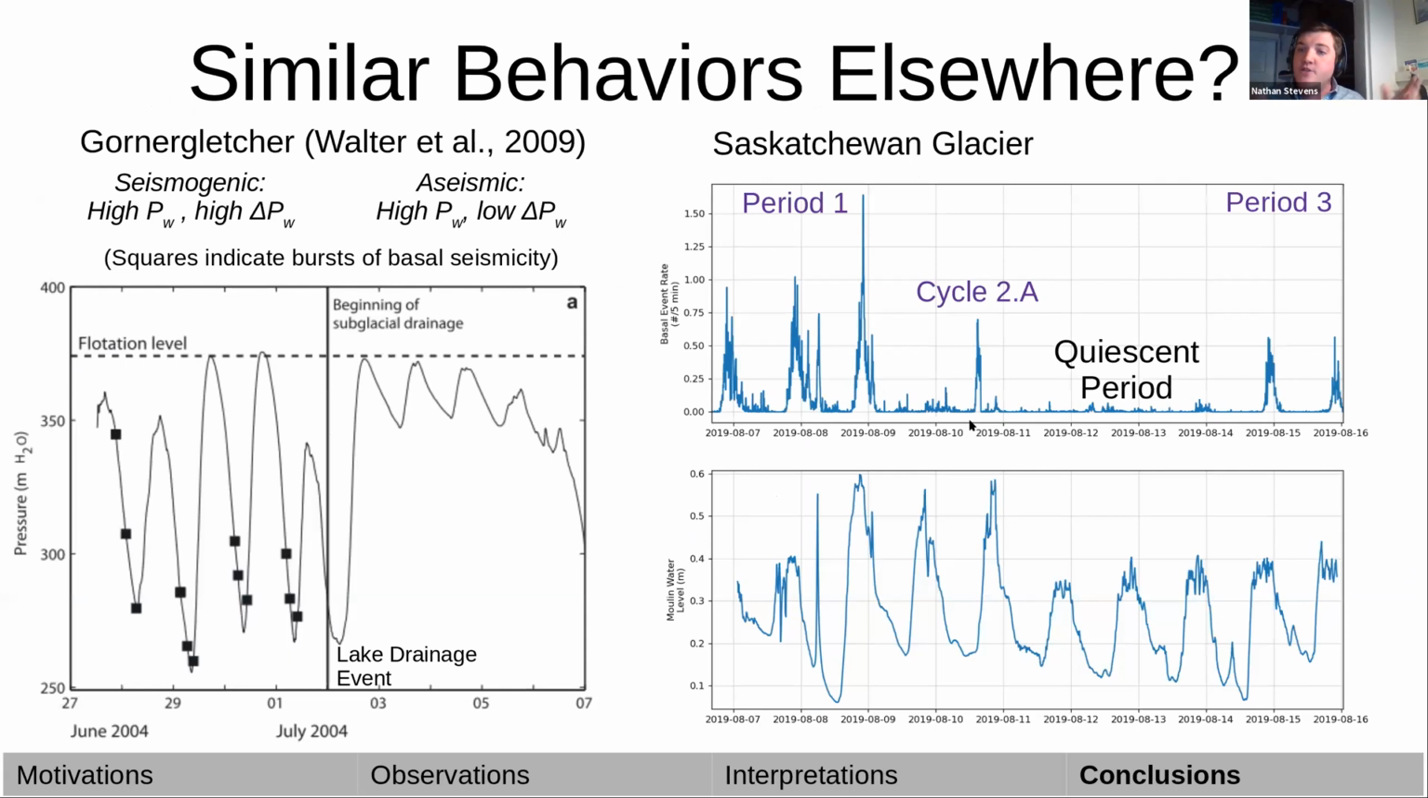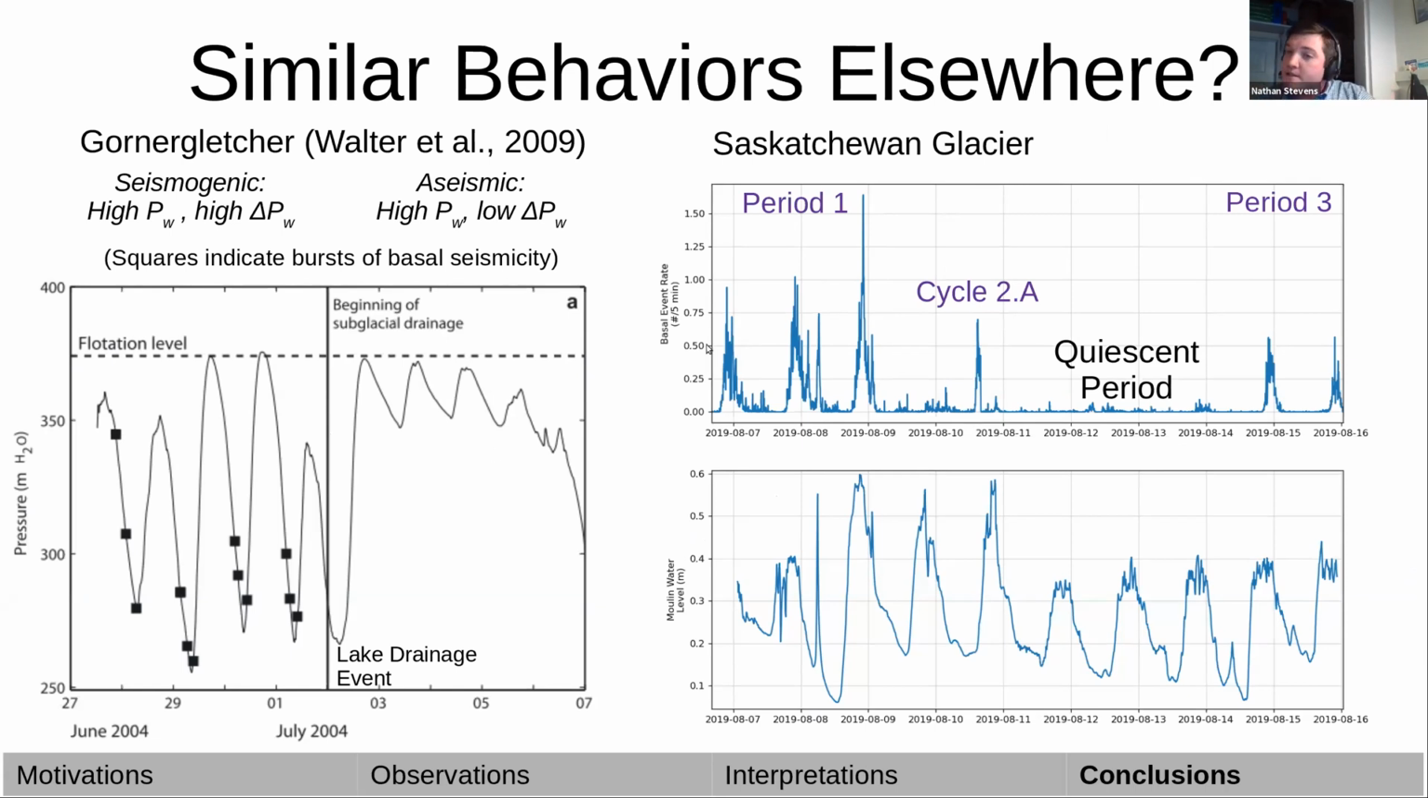So we can then say, do we see this elsewhere? And in fact, in one of the great first studies of doing glacier hydrology and good seismic recordings, we see for a Greenland glacier by Walter et al., that they have this transition across a lake drainage event where they have this high water pressure and high water pressure variability associated with bursts of seismicity as the system starts to drain on these diurnal cycles. And then following the lake drainage, variability drops and seismicity disappears.